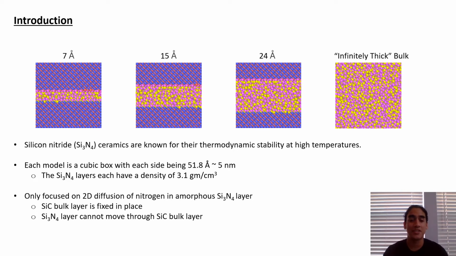Since I am currently focused on the two-dimensional diffusion of nitrogen, I'm only focused on the amorphous silicon nitride layer, so the silicon carbide layer is fixed in place for these simulations, making it so that no atoms from the silicon nitride layer can diffuse through it. Earlier this year, we ran simulations in which all atoms present were able to move, but at high temperatures of around 4000 Kelvin onward, the atoms essentially melt together, in which the silicon nitride layer and the silicon carbide layer are basically indistinguishable. In order to focus on the diffusion of nitrogen, we have fixed the silicon carbide layer in place so that none of the atoms are able to move, also making it so that the silicon nitride layer remains in the environment that it begins with.